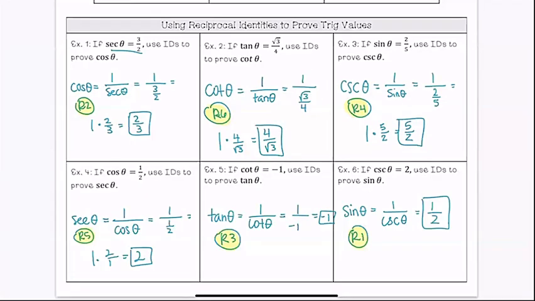Here are the answers. Go ahead and check. For number 4, you should have gotten R5, and the answer was 2. For number 5, you should have gotten R3, and the answer was -1. And then for number 6, you should have gotten R1, and the answer was 1/2.